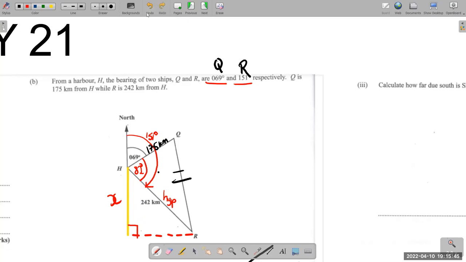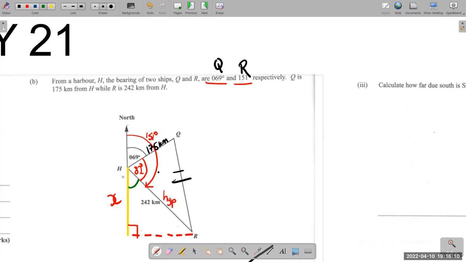Let me use a different color there for you to see. Isn't this a straight line? We know from here to here is 151. What is this angle in here then? All the angles must add up to what? Not a right angle. What is the angle on a straight line? The angle on a straight line is 180.